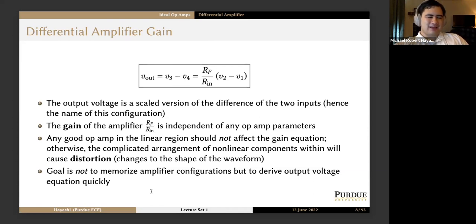And then at the end of last lecture, I said our goal is not to memorize amplifier configurations, but to be able to derive the output voltage equation quickly. However, that's kind of a cop-out teaching if we don't look at any of these configurations. So I'm going to contradict myself by actually showing you a whole bunch of amplifier configurations. But again, the idea is not to memorize all these V-out equations. Despite being an analog circuit engineer, I don't have most of these configurations memorized. I just rederive them on the fly. So take that for what you will.